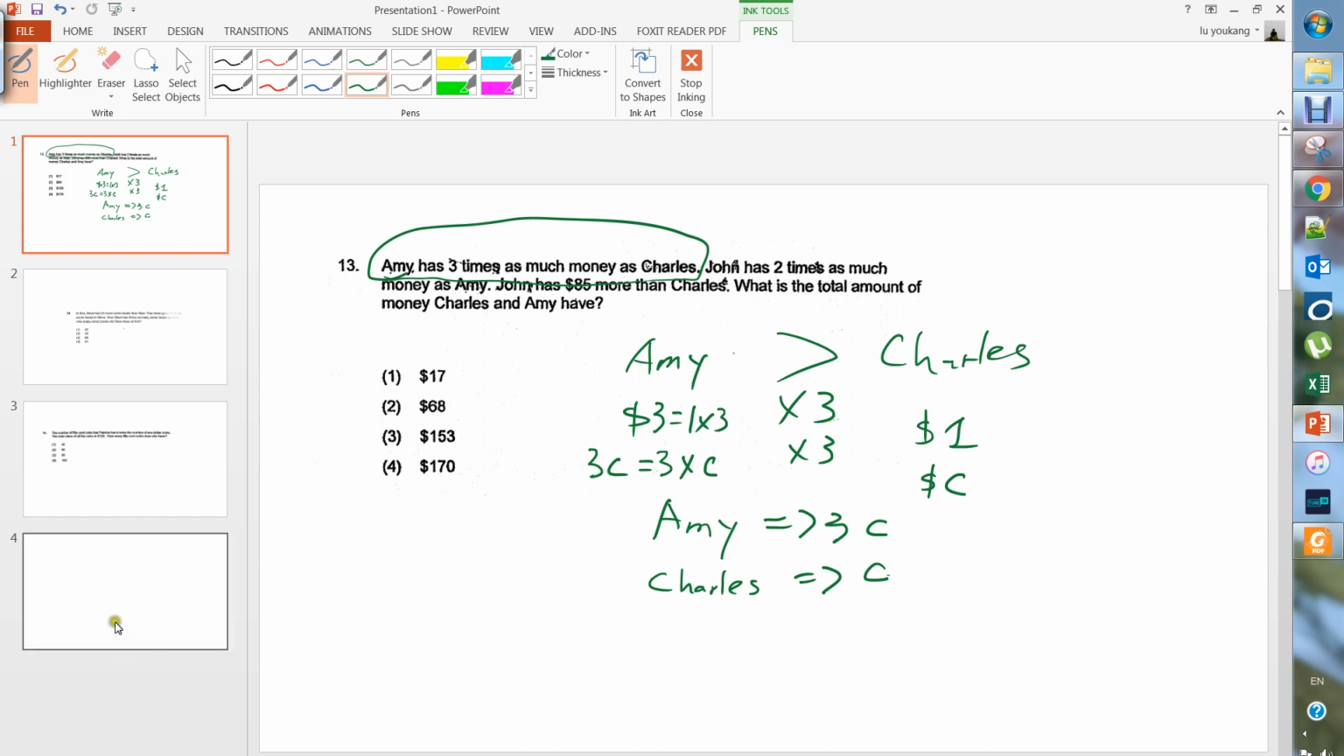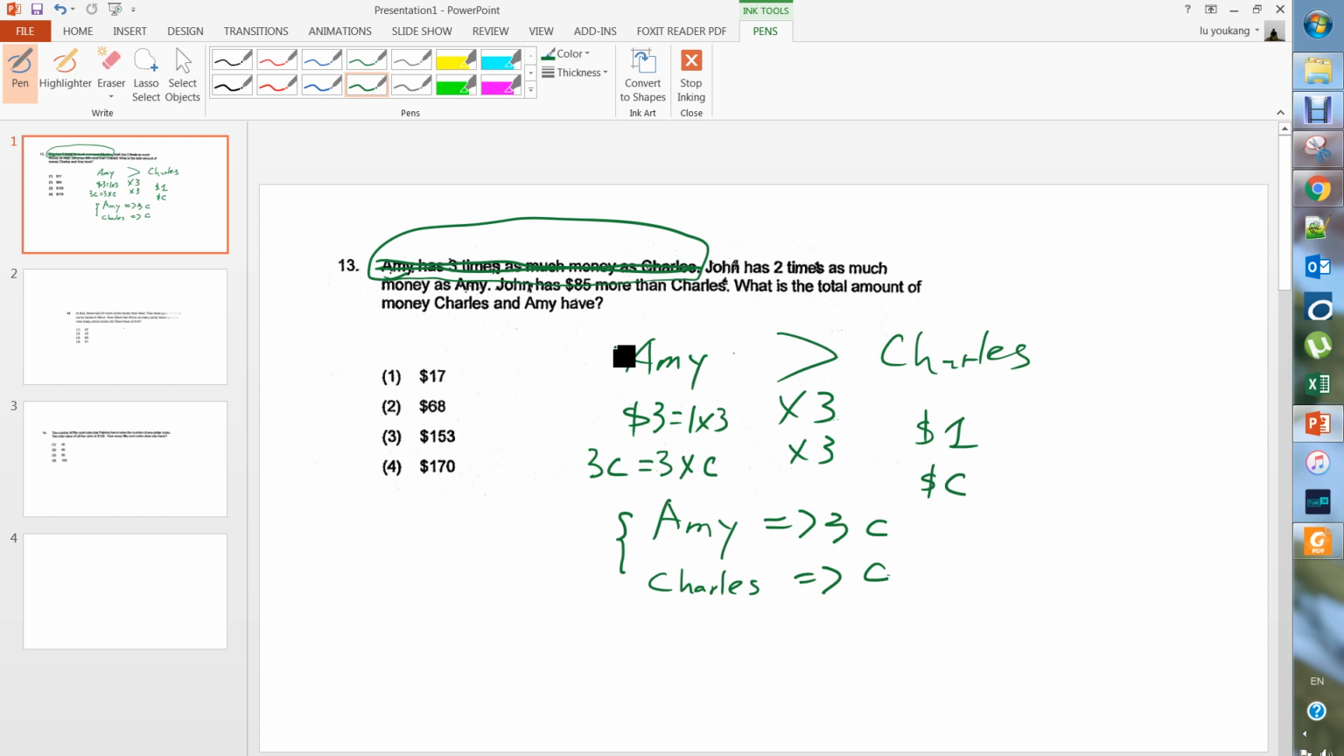So that means this statement, you have already changed to algebra, which is here. If I ask you how much Amy has? 3C. How much Charles has? C. Okay, good. Do you need to read this statement again? No need, because you have already converted it into algebra form. Now we need to look at the second statement onwards.